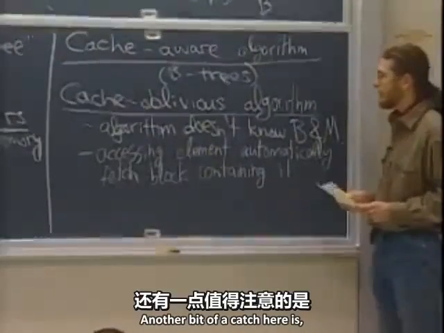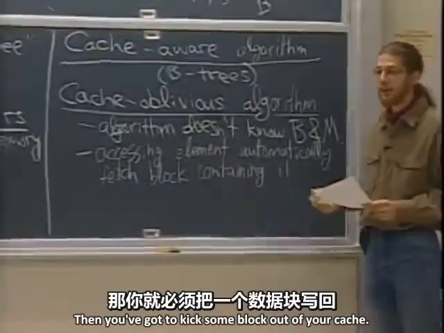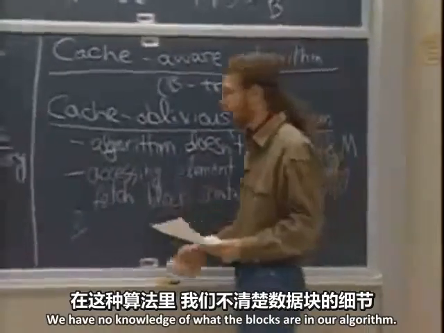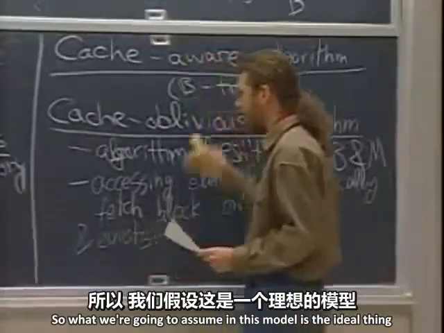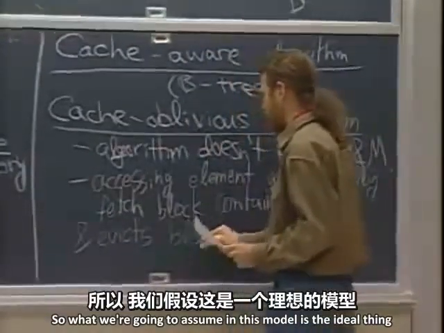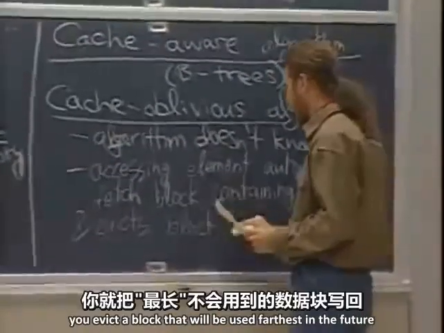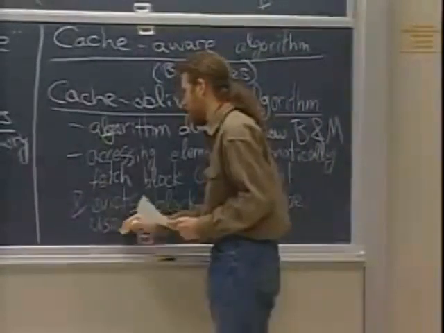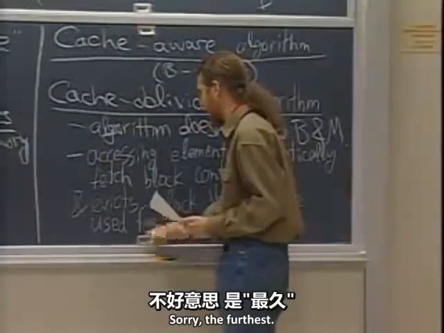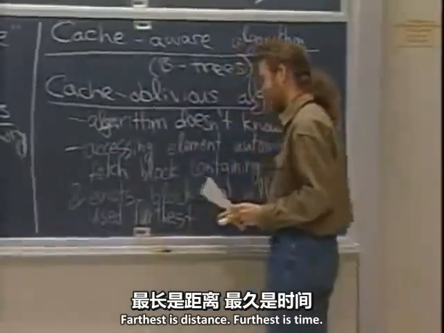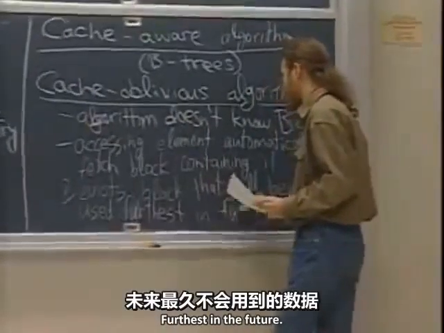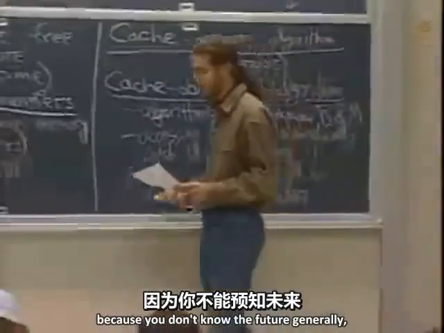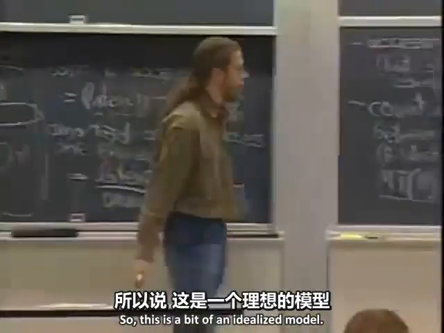Another bit of a catch here is, what if your cache is full? Then you've got to kick some block out of your cache. So we need some model of which block gets kicked out, because we can't control that. We have no knowledge of what the blocks are in our algorithm. So what we're going to assume in this model is the ideal thing. That when you fetch a new block, if your cache is full, you evict a block that will be used farthest in the future. Farthest is distance, furthest is time. Furthest in the future. Okay, this would be the best possible thing to do. It's a little bit hard to do in practice because you don't know the future, generally, unless you're omniscient. So this is a bit of an idealized model.